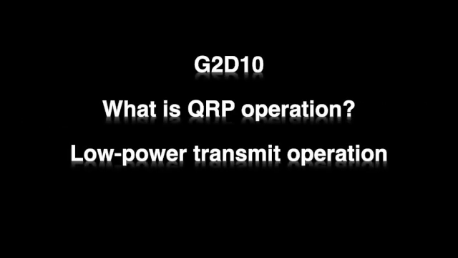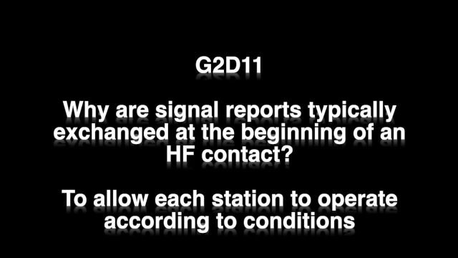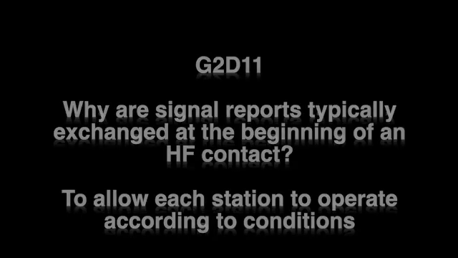G2D10. What is QRP operation? Low power transmit operation. G2D11. Why are signal reports typically exchanged at the beginning of an HF contact? To allow each station to operate according to conditions.